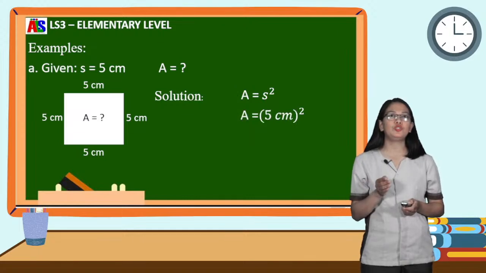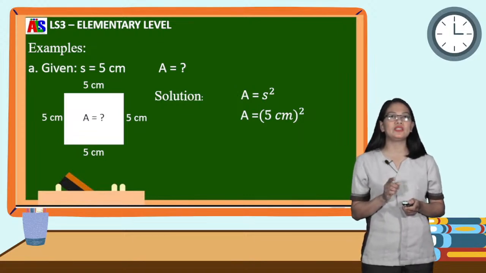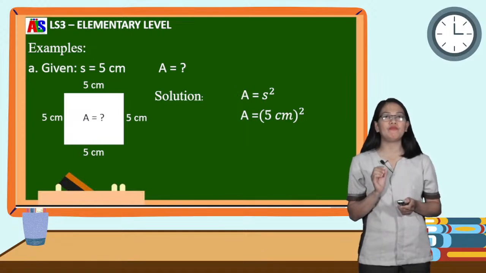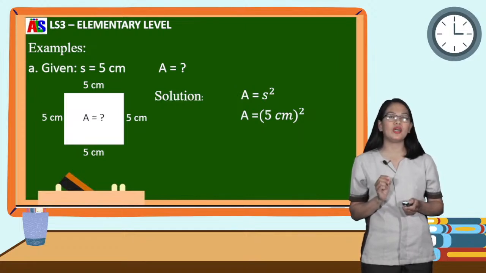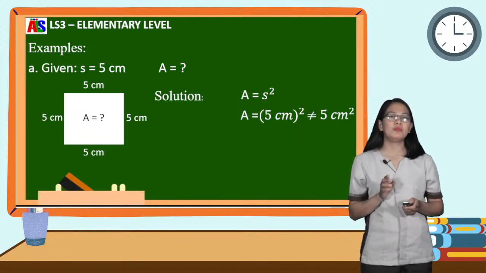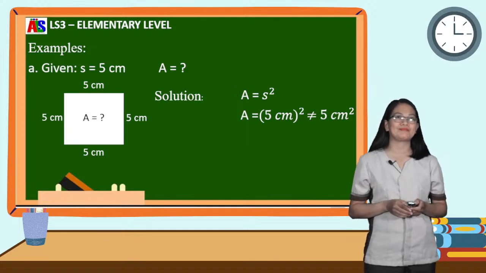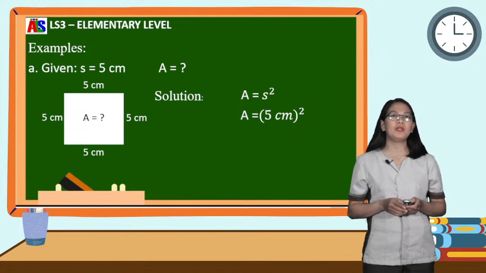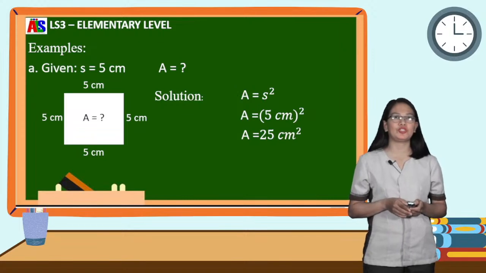After that, substitute 5 centimeters, but do not forget to put a quantity sign and then the exponent 2. It is because 5 centimeters quantity sign raised to 2 means we will multiply 5 centimeters twice to itself. Okay? Just in case you forgot to write the quantity sign, they're not equal. It is because 5 centimeters quantity sign raised to 2 is not the same or is not equal to 5 square centimeters. Let's proceed. If we multiply 5 centimeters twice to itself, the area now is 25 square centimeters.